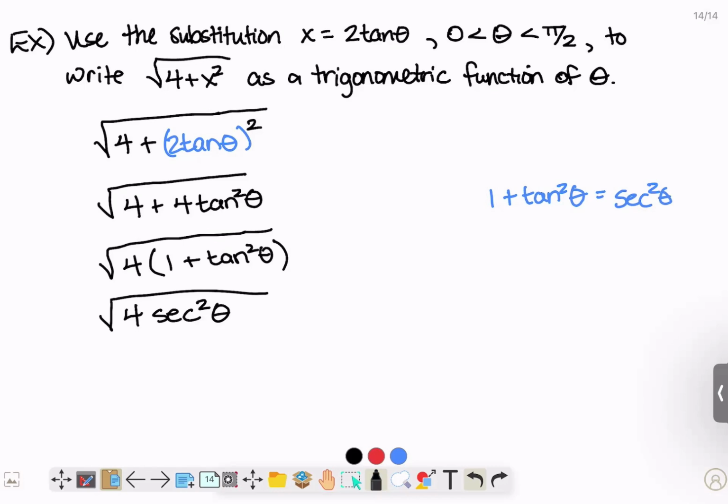Now I have it written as multiplication, so no more addition in there. Now I can square root it. I can square root the 4, I can square root the secant squared. And so I get 2 secant theta. And now it is written as a trig function.